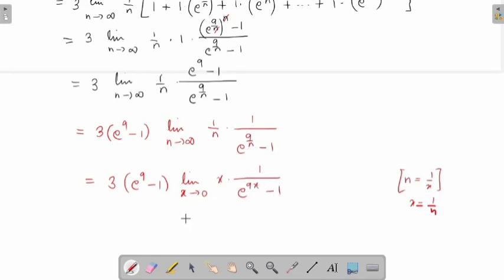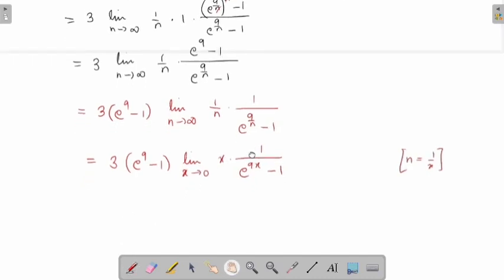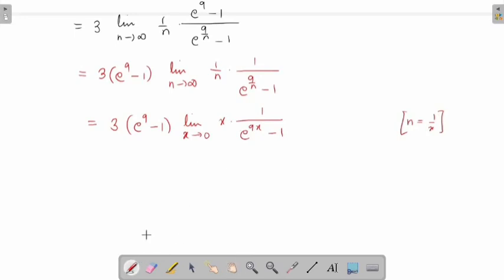We have minus 1. Now see what I am going to do here: I'll bring this x to the denominator, and I'll bring this limit also to the denominator. If I do that, then we have 3 into e to the power 9 minus 1, times 1 by limit x tends to 0 of e to the power 9x minus 1, with this x going to the denominator.